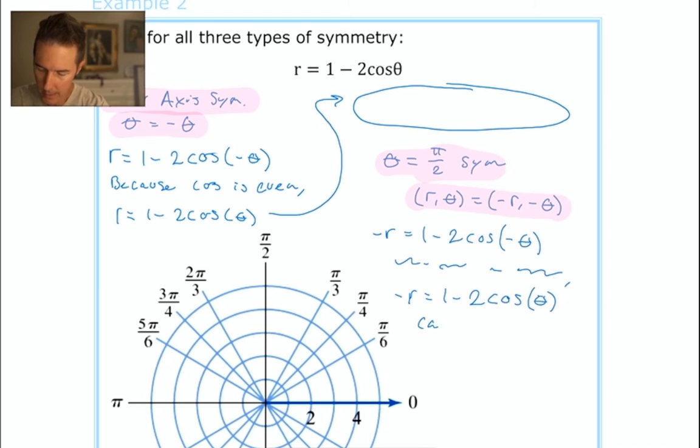however you want to phrase this, can't make it to look like original, or to look like r equals 1 minus 2 cosine theta. However you want to write it, remember, whatever's going to make most sense to you later.